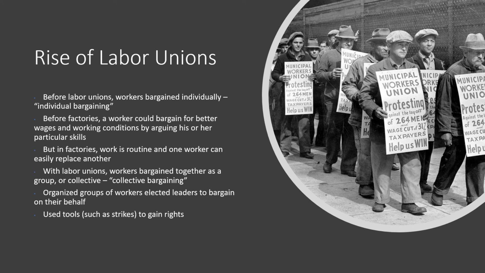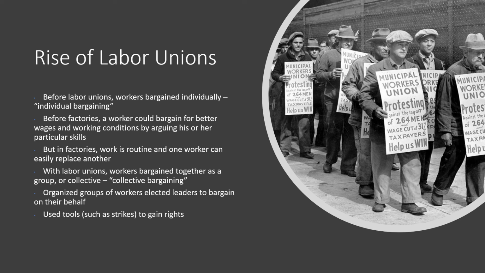Before labor unions, workers bargained individually in individual contracts. Before factories, a worker could bargain for a better wage and better working conditions, because they could argue based upon their individual skill. But with factories, rather than a domestic system, work was routine. One worker could be replaced by another. Workers were like interchangeable parts. So because of that, a union would be formed.